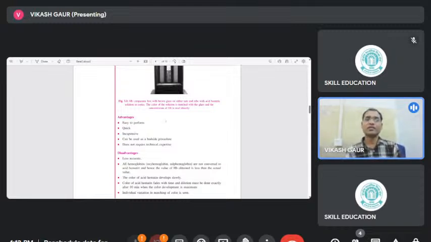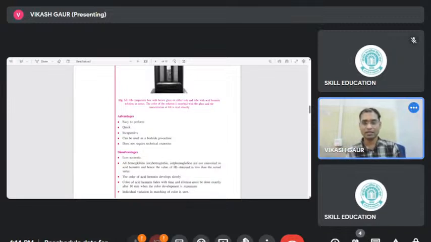What kind of advantage does this test have? This test is easy to perform, quick and inexpensive, and can be used as a bedside procedure, which is called POCT, point of care testing. We can perform it anywhere; we just need a sample. It does not require any technical expertise. We can explain it personally, and we can conduct it.